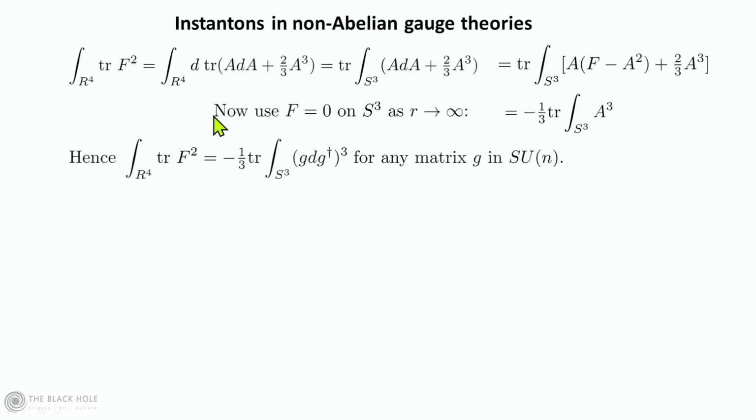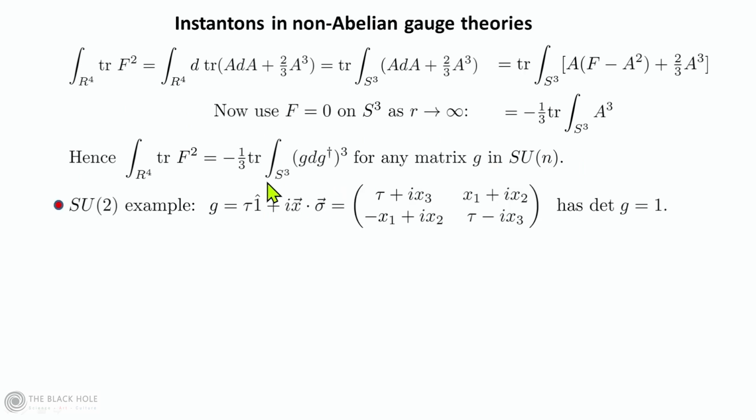Hence, we have proved that the action is now this thing over here for any matrix in SU(N). So whichever Yang-Mills gauge theory you take, whichever N you choose, you will have this thing, you will have the action equal to this.